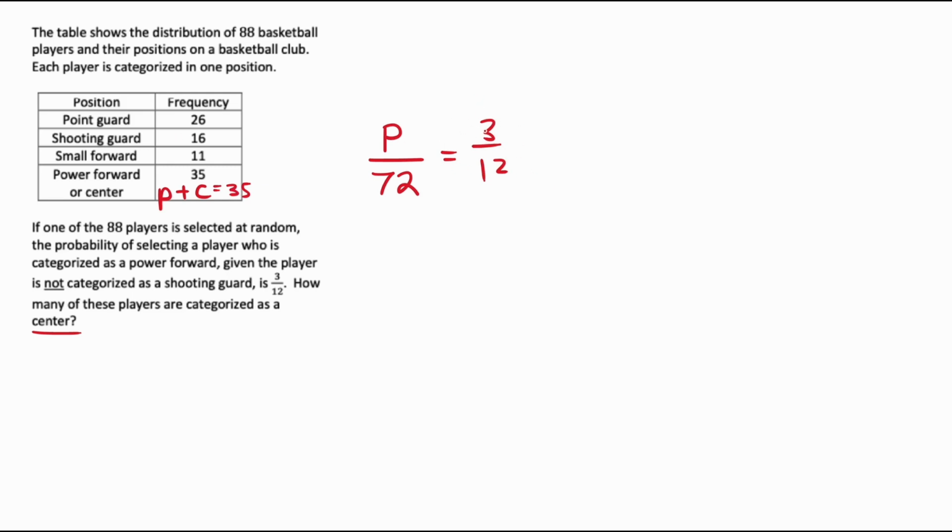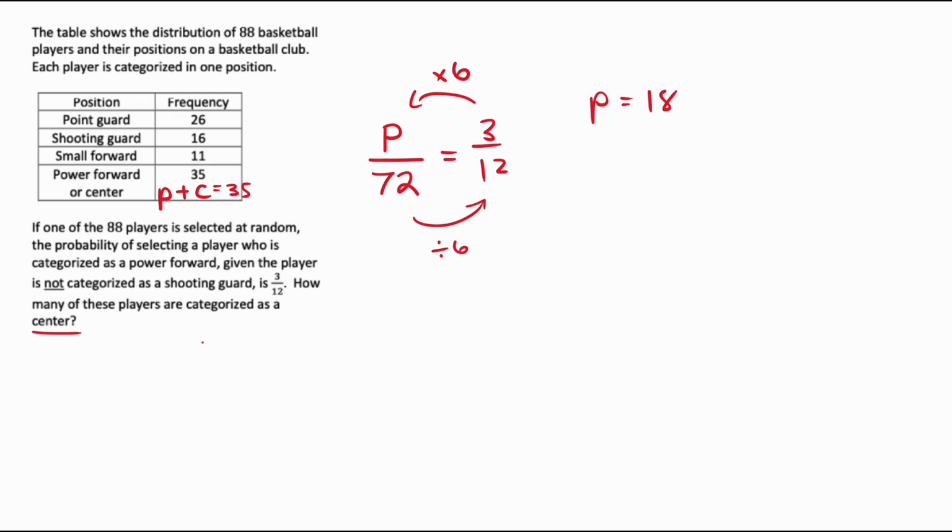So we can actually just cross multiply here to solve for how many power forwards there are, or we can just see the relationship here that we're dividing by 6. And so if we want to go back, we have to multiply by 6. And so we can see that the number of power forwards has to be 18. Okay, great. But ultimately, that's not what we're looking for.